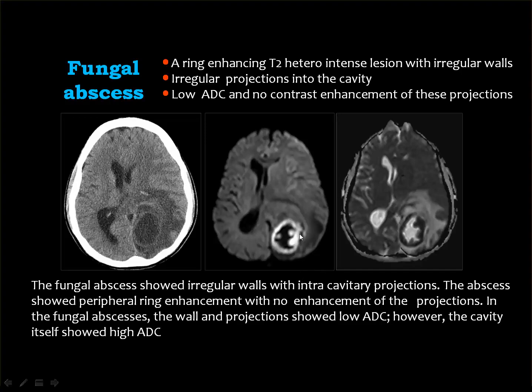Number one, the wall of the abscess shows restricted diffusion. Number two, there are projections inside the abscess showing restricted diffusion, and these projections are not seen in ordinary images. They are only seen in diffusion weighted image. And the core of the abscess, the content of the abscess, does not show diffusion restriction. It appears low signal in the diffusion weighted image and high signal in the ADC map.